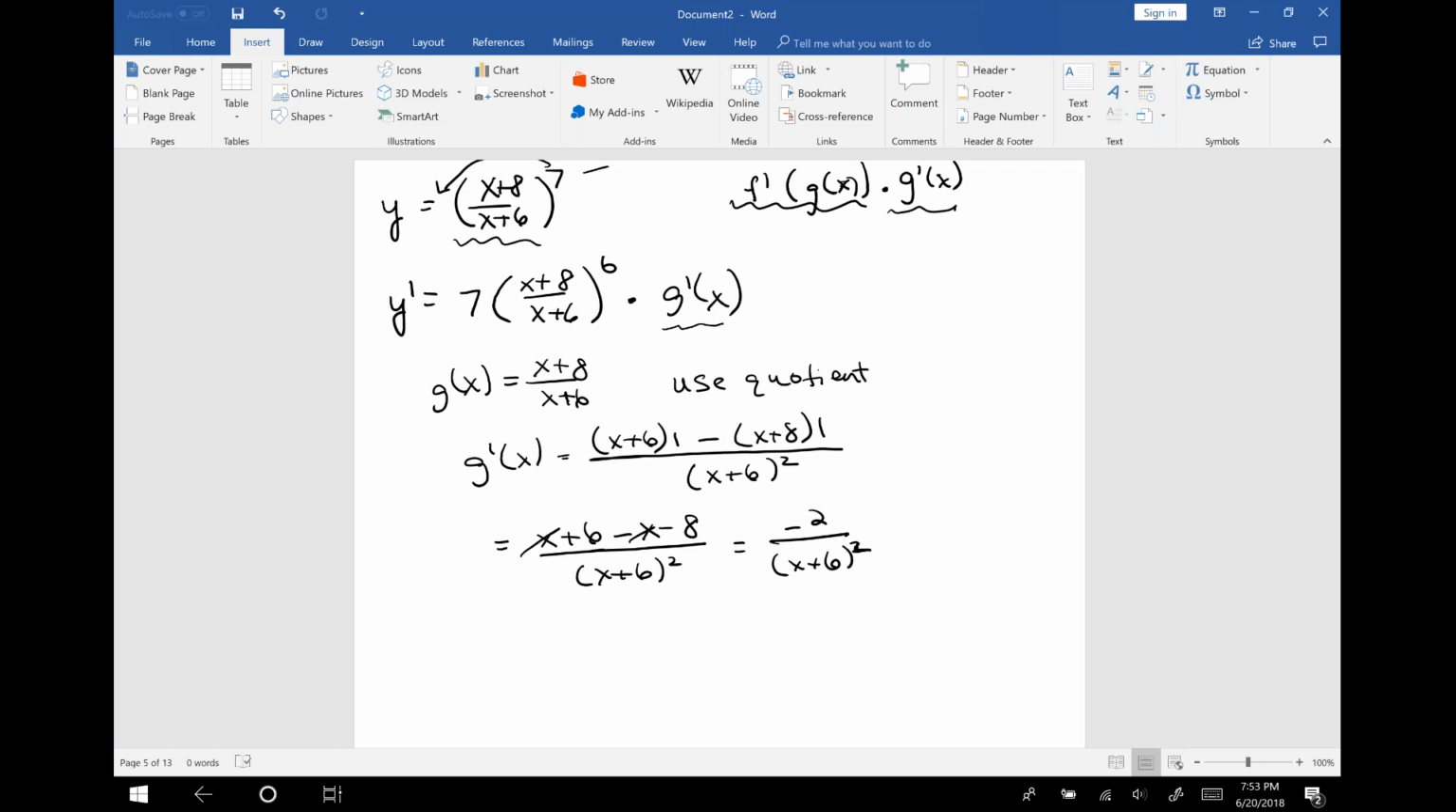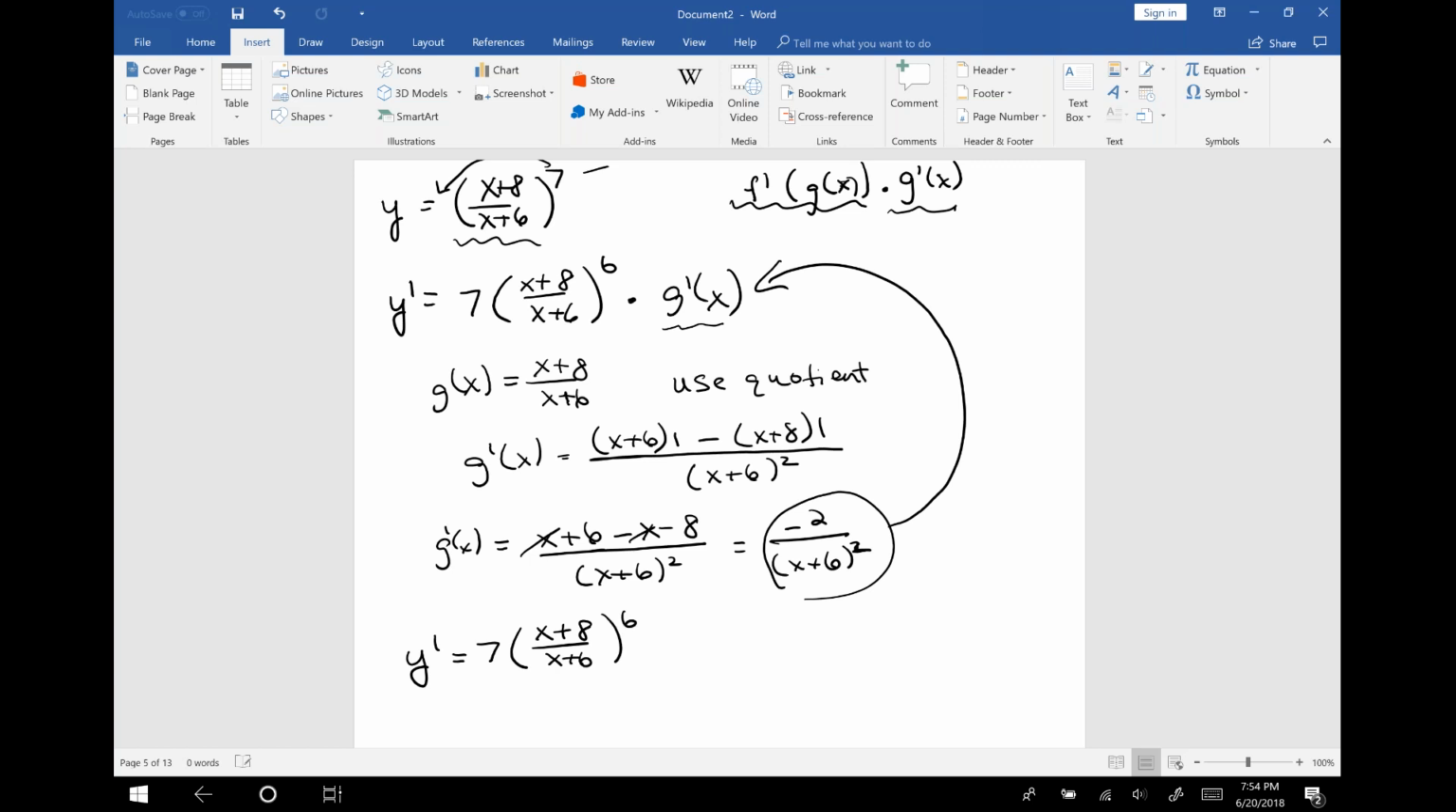But that's not the question that we are asked, because we have to find the derivative of the function y. So all we're going to do is plug that thing back in there for g prime of x, because that's what we just found here. That was just the derivative of the inside. So y prime is 7 times, copying what we did before, x plus 8 to the 6th power over x plus 6 to the 6th power, times this -2 over x plus 6 squared.